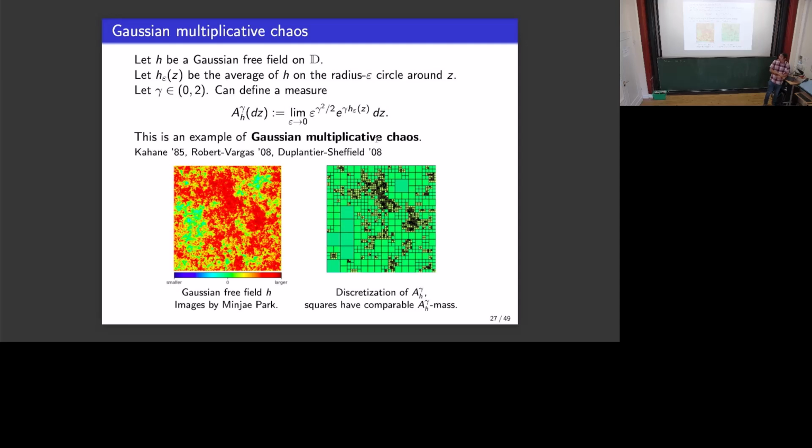And the result is that when you send epsilon to 0, this does converge to a non-trivial measure when gamma is between 0 and 2. And this measure is what we call Gaussian multiplicative chaos.